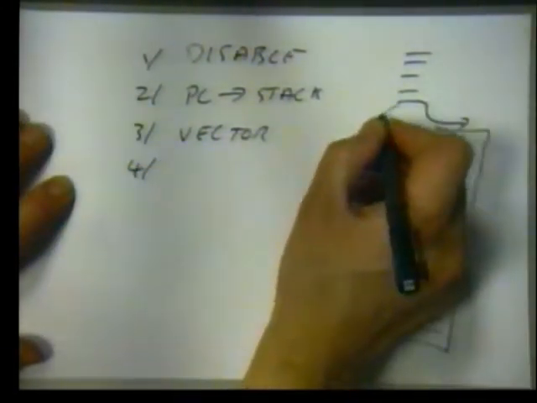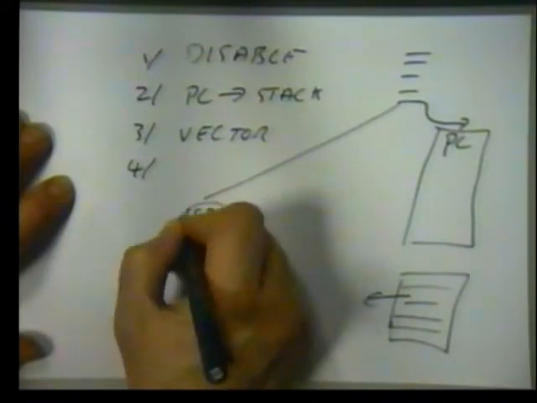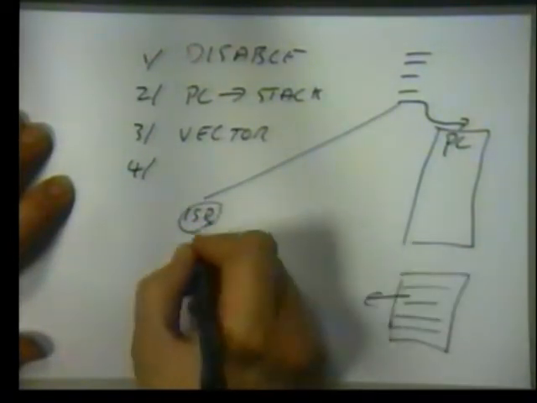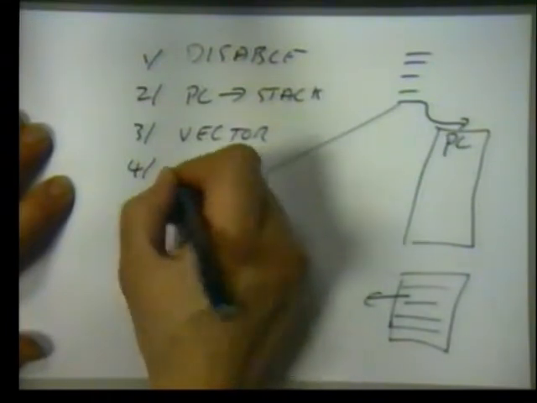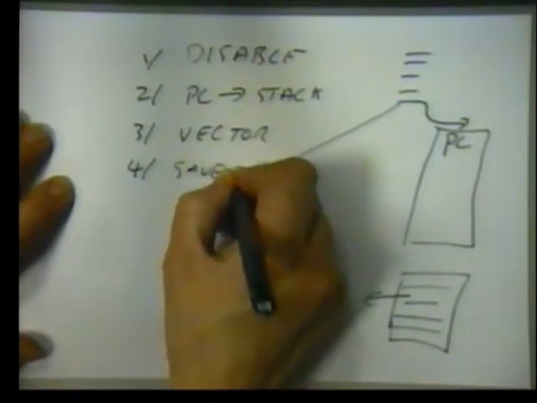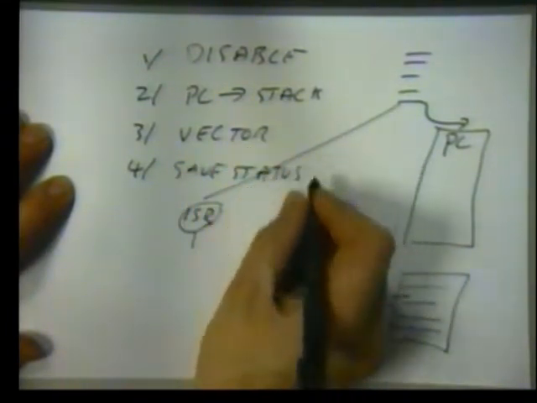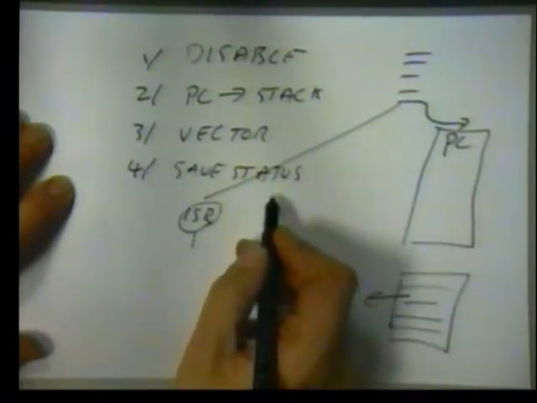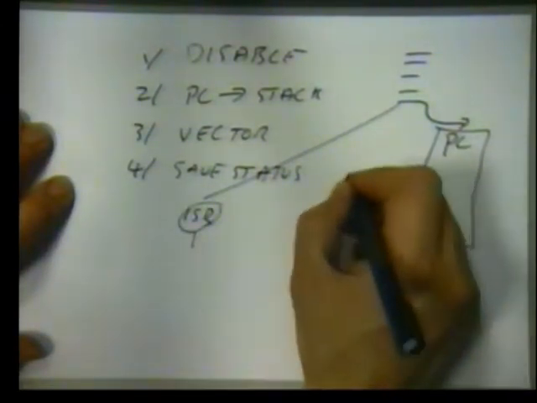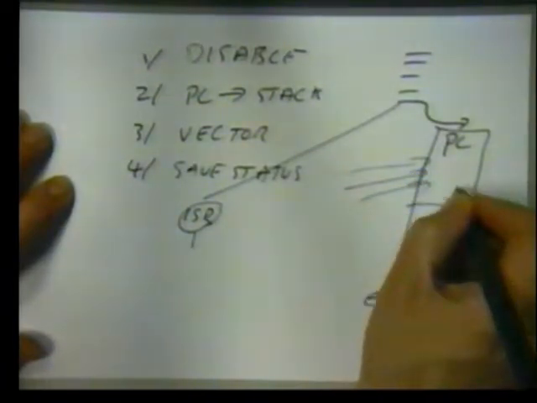4. We've now made our way to our interrupt service routine. What have we got to do first? Before anything else, we must save status. We must save the contents of all the registers, the memory, anything we're going to use must go into the stack.